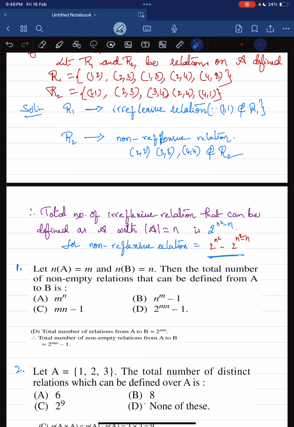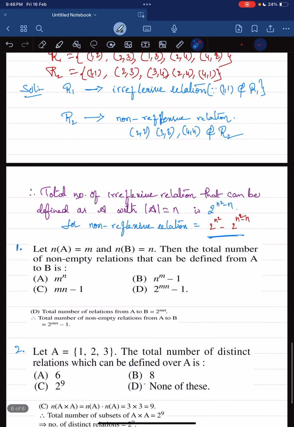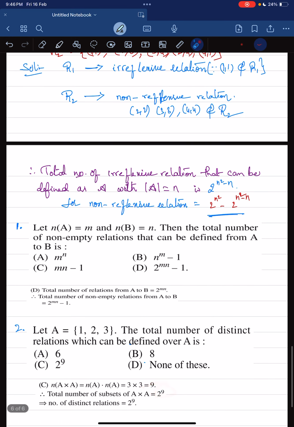Let A equal {1, 2, 3}. Then the total number of distinct relations that can be defined over A: A has 3 elements, so the cardinality of A is 3. R is a relation from A to A. So the number of subsets of A cross A is 2 power 9. So the number of relations is 2 power 9, distinct ordered pairs or distinct relations. The total number of distinct relations that can be defined is 2 power 9.